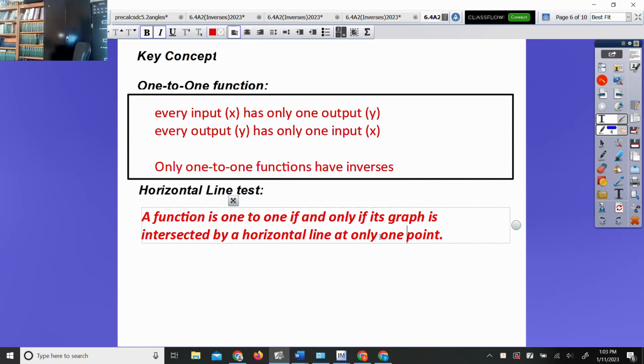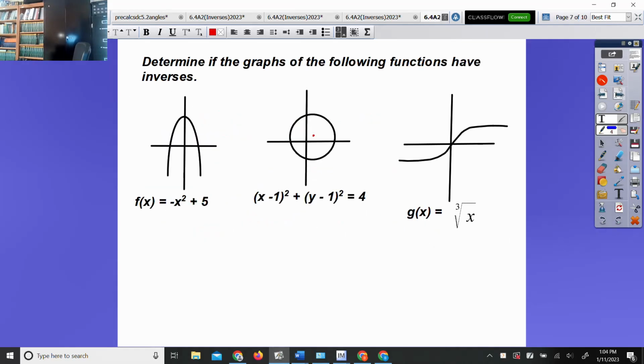All right, so we're supposed to turn on the next page. Determine if the following functions have inverses. What kind of functions have inverses? One-to-one. That's kind of the deal. Only one-to-one functions have inverses.